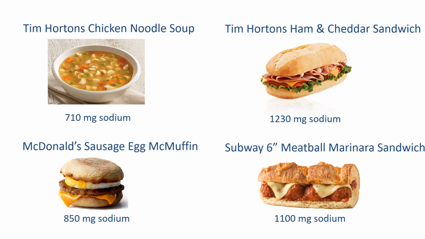Pictured on the top left is Tim Hortons chicken noodle soup with 710 milligrams of sodium. On the top right, Tim Hortons ham and cheddar sandwich with 1230 milligrams of sodium. On the bottom left, McDonald's sausage egg McMuffin with 850 milligrams. And on the bottom right, Subway 6-inch meatball submarine with 1100 milligrams of sodium. All four of these examples would be considered high sodium items.